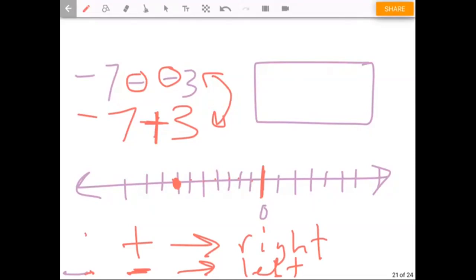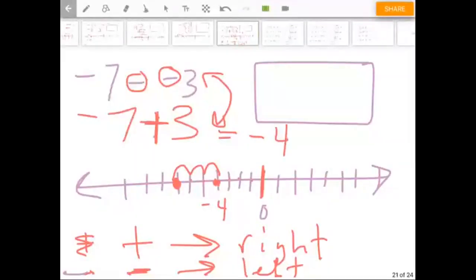And these rules are for positive numbers. We can always make them a positive number by making it either a plus or a minus. So if we're adding 3, we're going to go right 3. So we would end up at -4. All right, so let's do a couple practice.